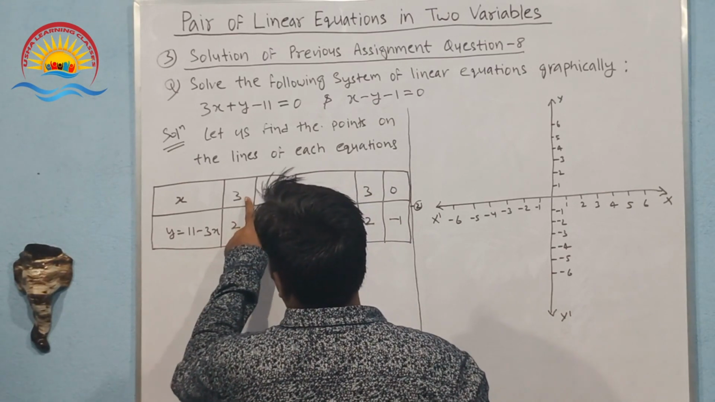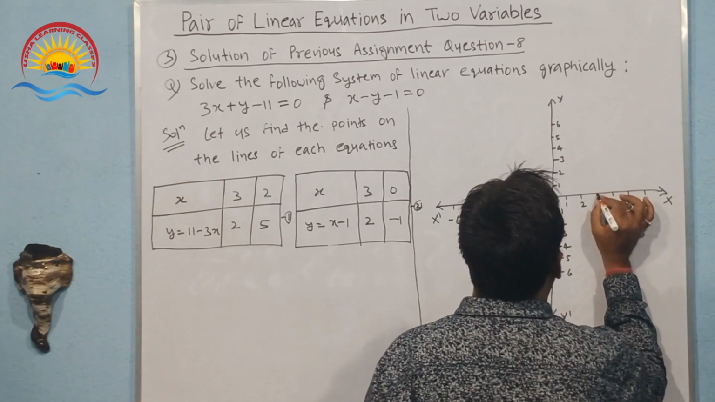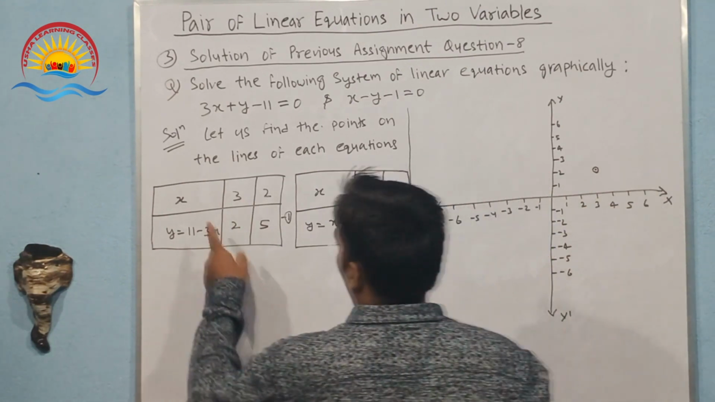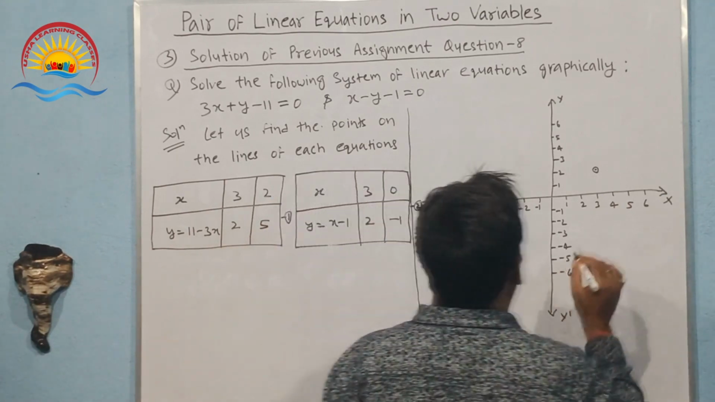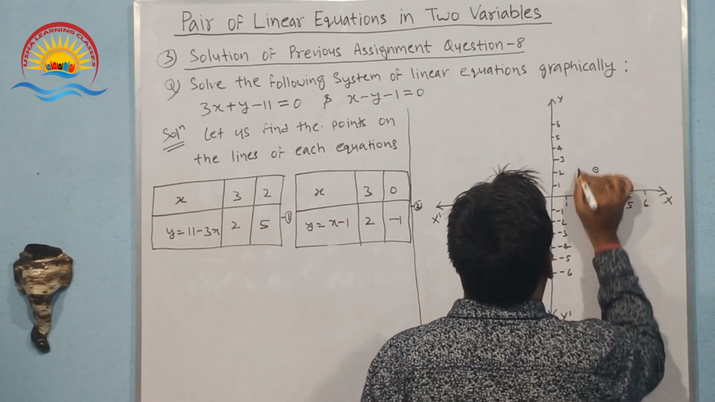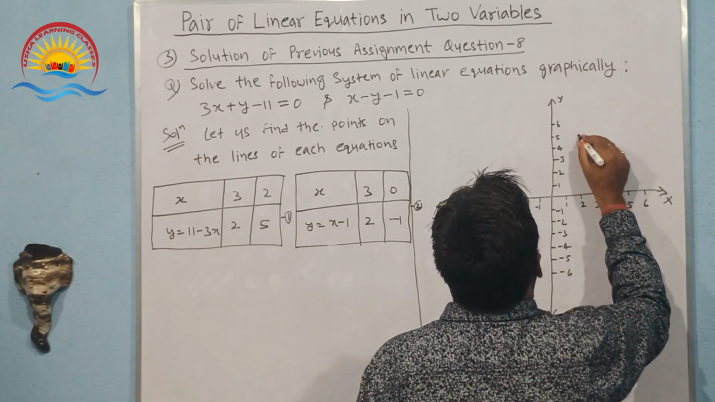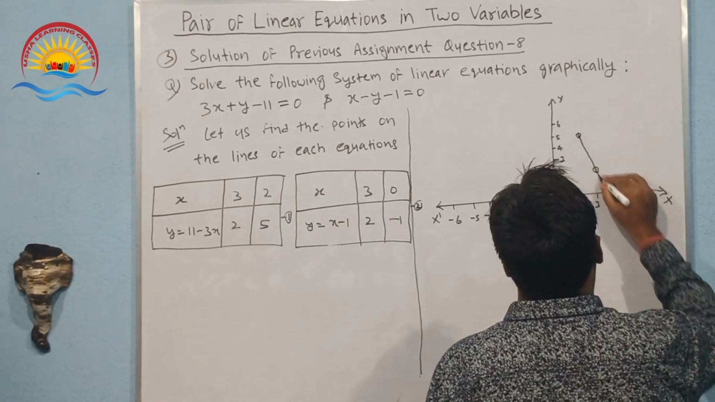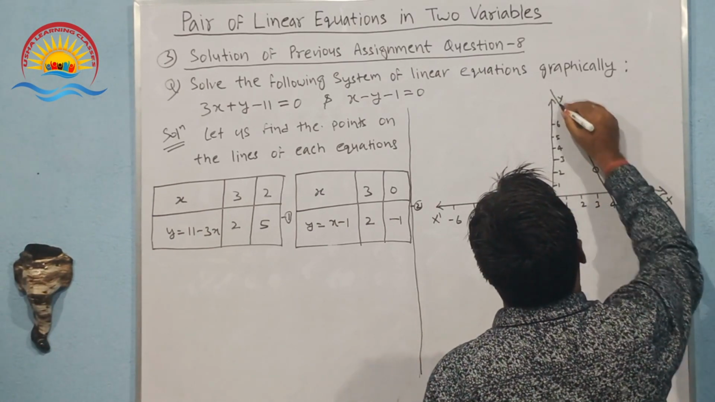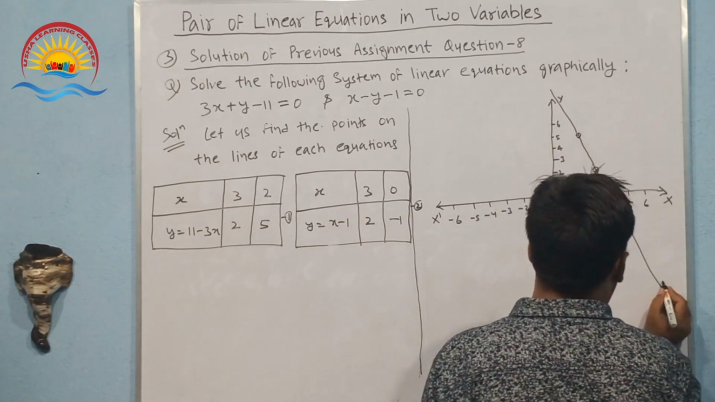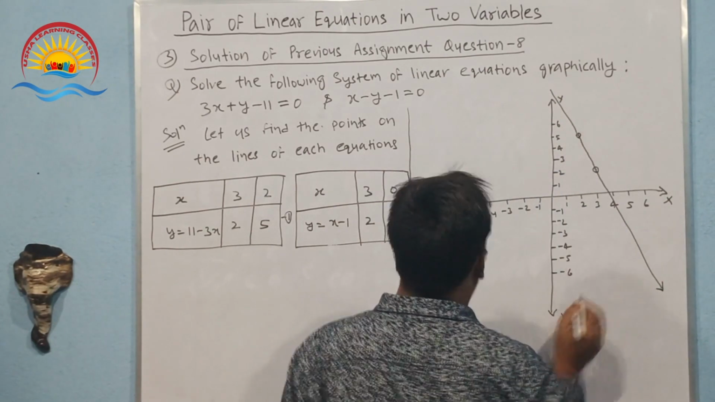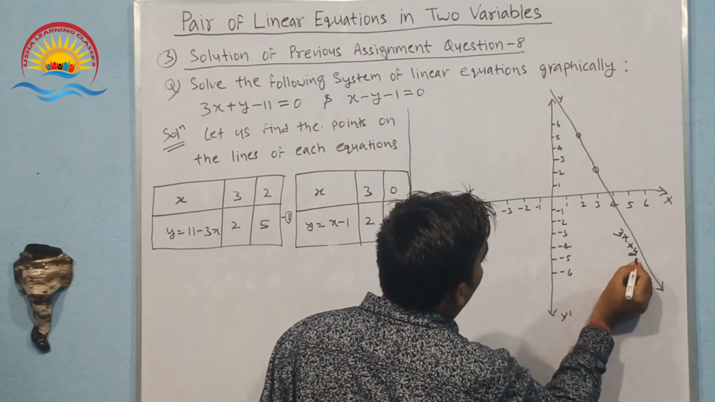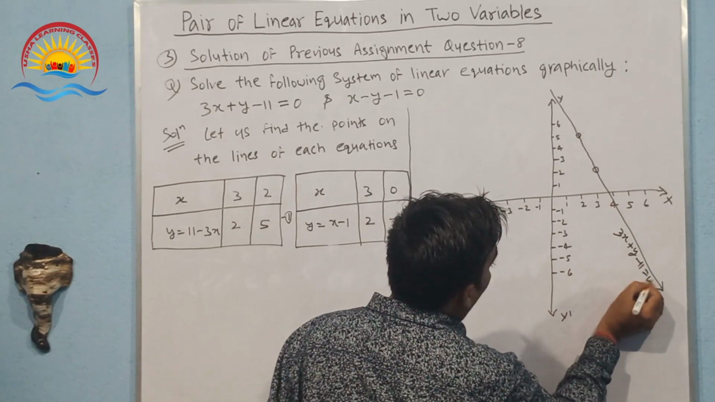X equal to 3 and y equal to 2. This is the point. X equal to 2 and y equal to 5. This is the point. So the first line is to join these points. This is the line, and we name this line as 3x plus y minus 11 equal to 0.